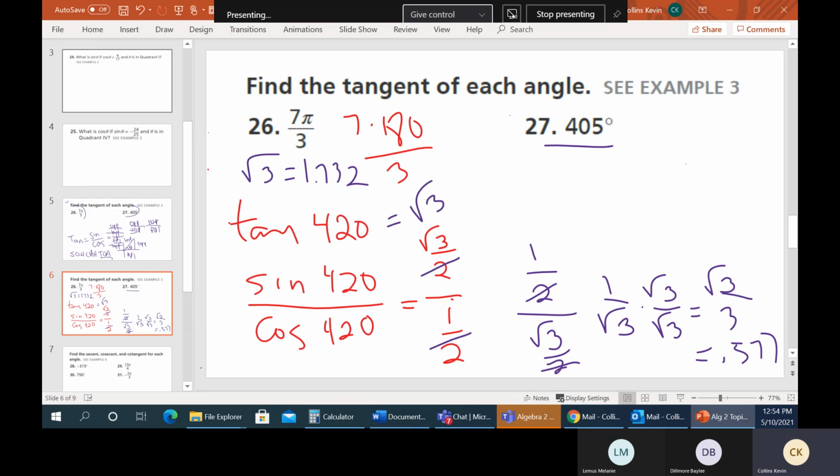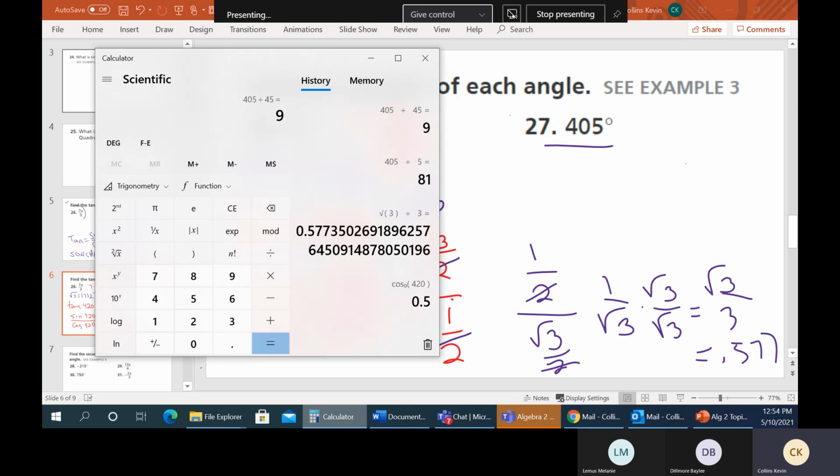So now here's the thing. If you get something that's a multiple of 45, your answer is either 1 or -1 for tangent. Why? Because the 45-degree measure for sine is the square root of 2 over 2, and for cosine is also the square root of 2 over 2. And anything over itself is just 1. But let's check it out. So we go 405, and we do the tangent, and it's 1, as predicted.